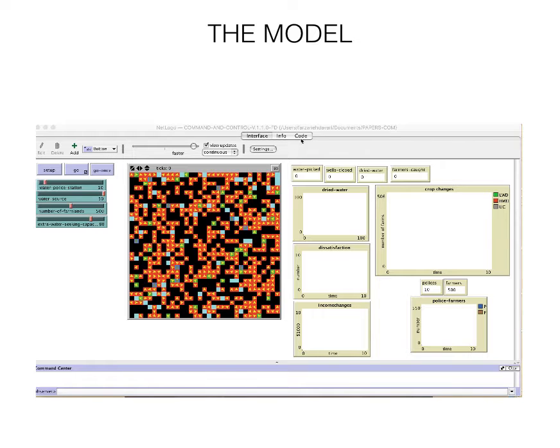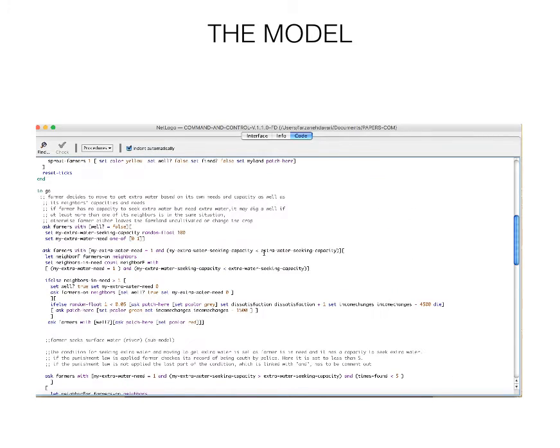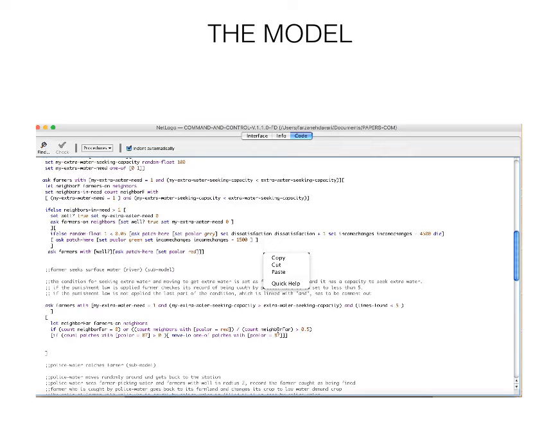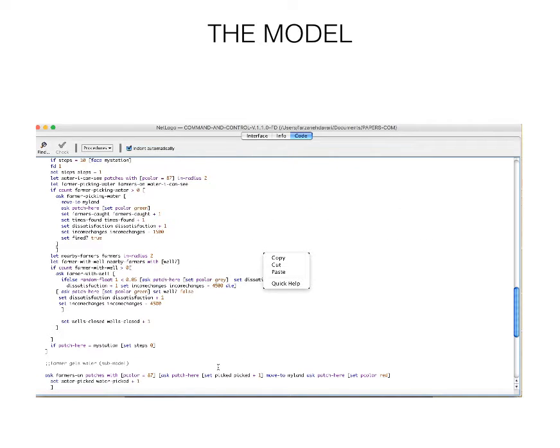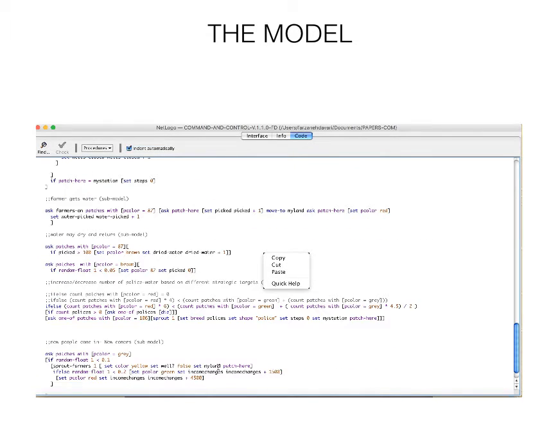The model is built on several submodels that I can show you in the code part. Farmer seeks surface water from the river, water police catch the farmer, farmer gets water. But the important part is that the number of water police increases and decreases based on the different strategies. There are three strategies modeled in this model.